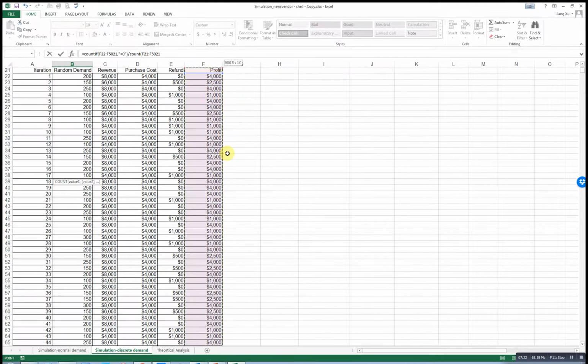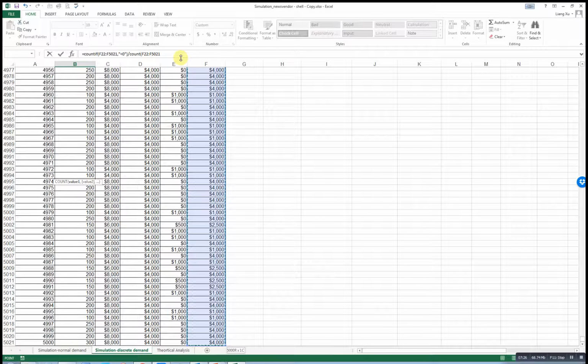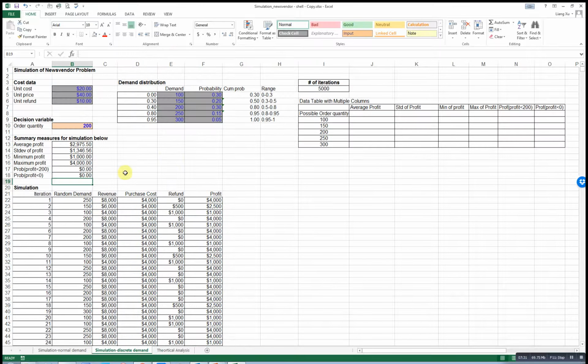It is 0. Oh, they're both 0. As you see here, the minimum profit is 1,000, so that's the reason why we don't have profit less than 200 or 0. So probably I need to change this to say the probability the profit is less than, say, 1,050 or 2,000. Let's just do 2,000. And this is the probability that profit is equal to the minimum profit, which is 1,000.